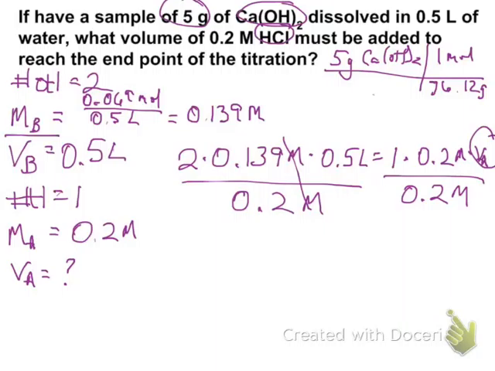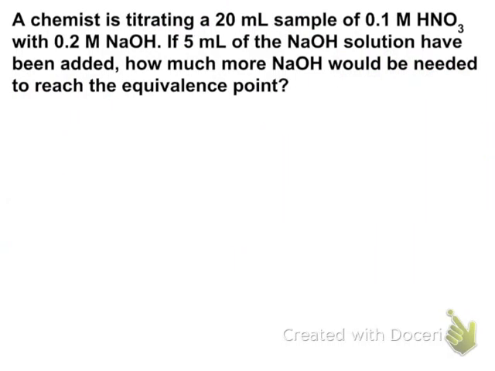So we have 2 times 0.139 times 0.5 divided by 0.2, and that is going to get us a volume of our acid equal to 0.6, that is not a 6, 0.695 liters, which is frankly an awful lot of acid, but right now we're just doing the math. We're not trying to do it in lab.